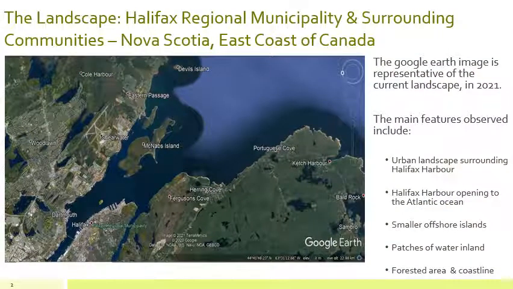So here's just a refresher on what my chosen landscape is. It is the HRM, Halifax Regional Municipality, and the surrounding communities are all facing similar challenges and have similar features. So my landscape is my hometown located on the east coast of Canada in Nova Scotia.